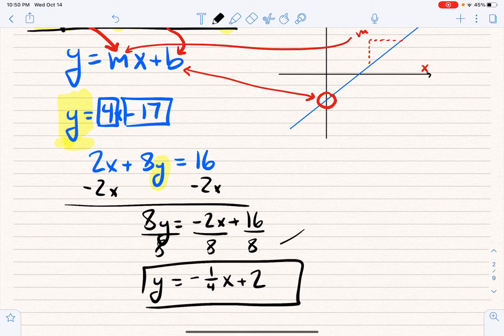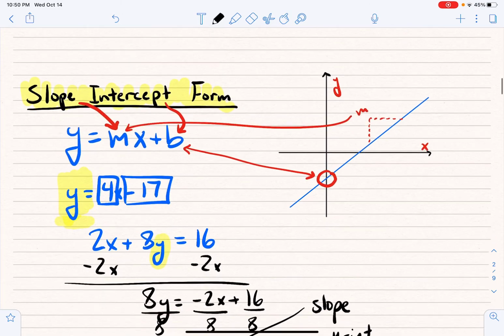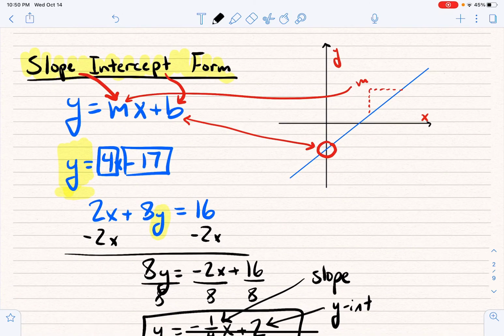And so therefore, that right there is the slope. The slope is always the number in front of the x when it says y equals. And this right here is the y-intercept. The y-intercept is always the number that doesn't have an x with it when you're in the form y equals. So I would know that the slope of this line is negative 1/4 and the y-intercept is 2. All right, this is something you should be able to do.